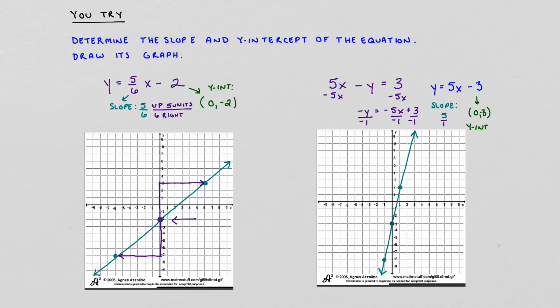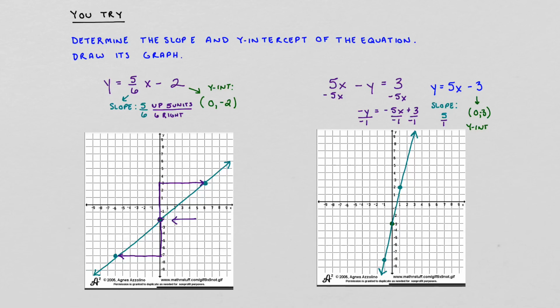So for our second problem, we have 5x minus y is equal to 3. So this is in its standard form. In other words, we have both variables, the x and the y, on one side of the equation. So in order to get this into slope-intercept form so that we can easily identify the y-intercept and then the slope, we'll go ahead and we will subtract 5x from both sides. That would give us -y is equal to -5x plus 3.